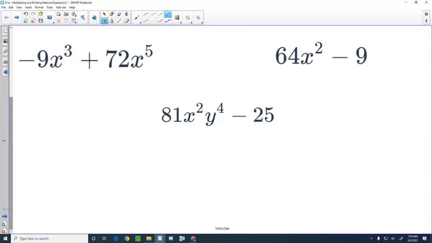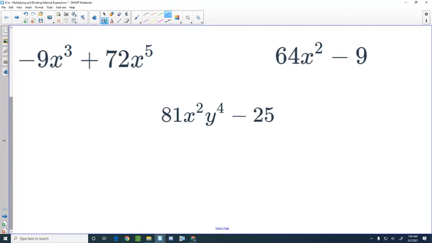All right, moving on to this third one, negative 9x cubed plus 72x to the fifth. First off, is this the difference of squares? Because like 9's a perfect square. But what about x to the third? Is x to the third a perfect square? Like, could I take the square root of x to the third or split it up into two equal groups? We can't, right? Because with x squared, I could, because that'd be one x and another x.